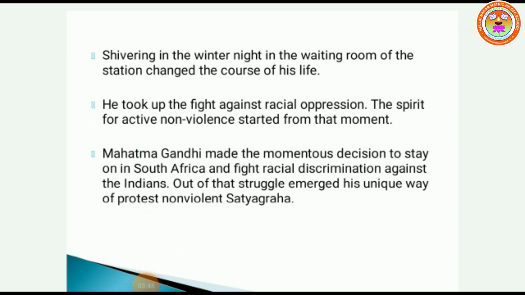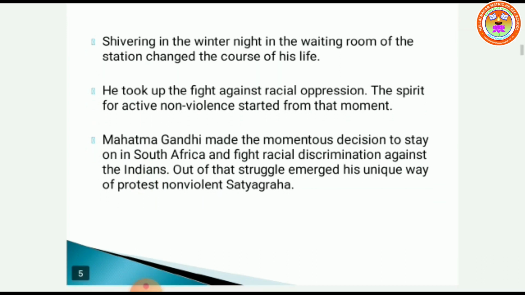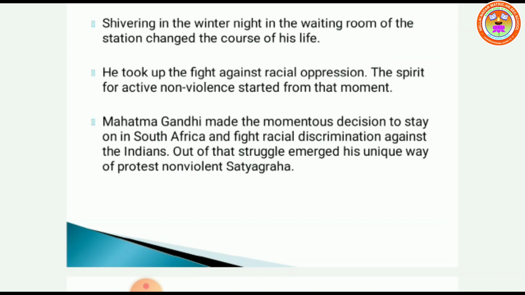He took up the fight against racial oppression, which means racism. This incident says about racism. So this made Mahatma Gandhi fight against racial oppression. The spirit for active non-violence started from that moment. Mahatma Gandhi made the momentous decision to stay in South Africa and fight racial discrimination against the Indians.